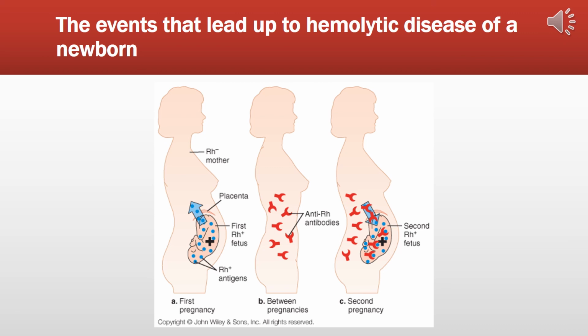Then when she's pregnant with her second Rh positive fetus, we develop this hemolytic disease, which is the result of an immunoreaction between the infant's blood and these anti-Rh antibodies. And this disease varies quite a bit, but at its most severe it can cause stillbirths.